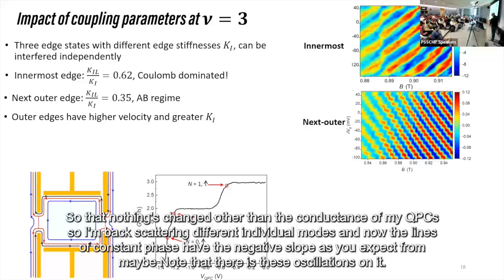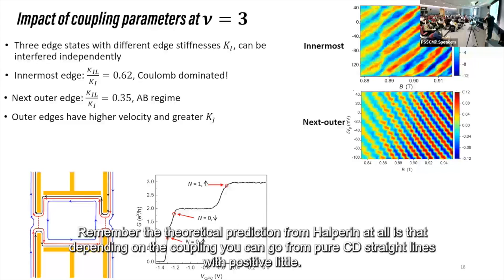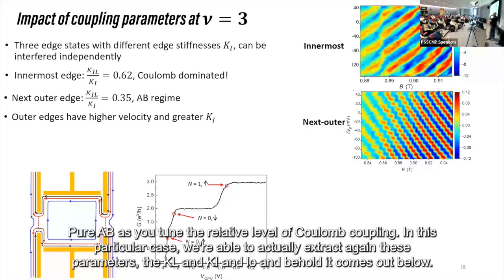So nothing's changed other than the conductance of my QPCs. So I'm backscattering different individual modes. And now the lines of constant phase have the negative slope, as you expect from AB. Note that there are these oscillations on it. Remember, the theoretical prediction from Halperin et al. is that depending on the coupling, you can go from pure CD, straight lines with positive slope, to pure AB as you tune the relative level of Coulomb coupling.